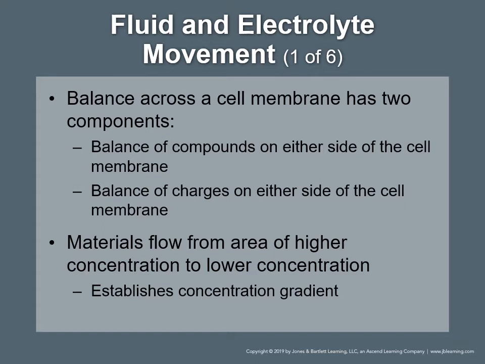Fluid and electrolyte movement. Water and electrolytes move among the body's fluid compartments according to some basic chemical and biologic rules. Balance across the cell membrane has two components: balance of components on either side of the cell membrane and balance of charges on either side of the cell membrane. Materials flow from an area of higher concentration to one of lower concentration, establishing a concentration gradient. The process of flowing down a gradient depends on whether the cell membrane will allow the material to pass through it.